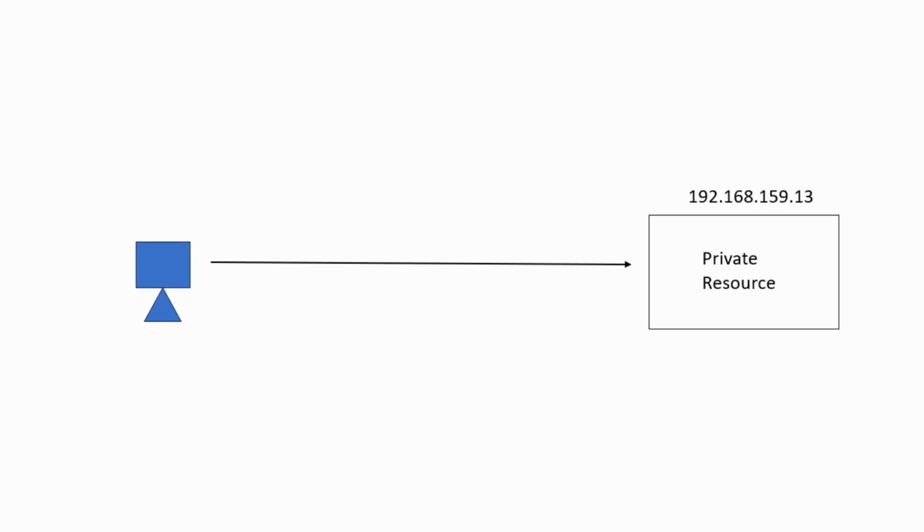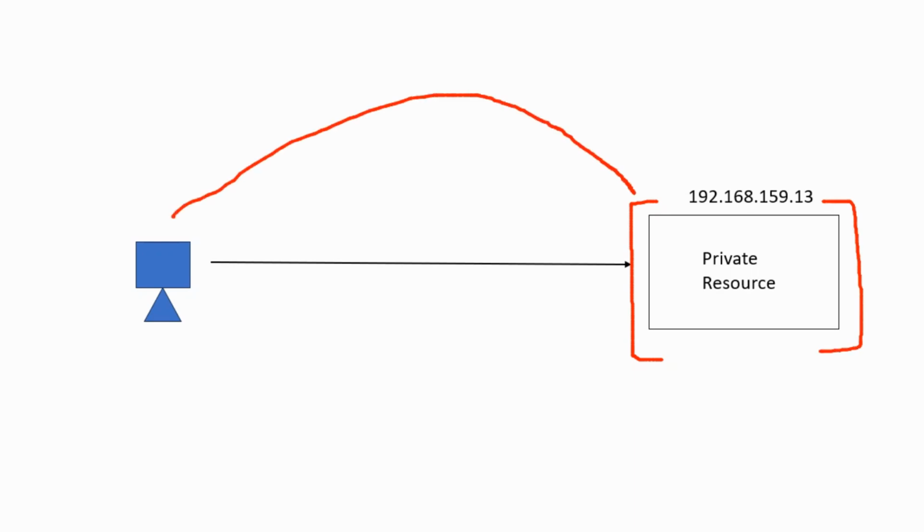Let's talk about private resources today. We're going to talk about the configuration and also about how to make sure that when some user is trying to access this private resource, that user is authenticated and authorized to access it. But before that, let me tell you what this private resource is.